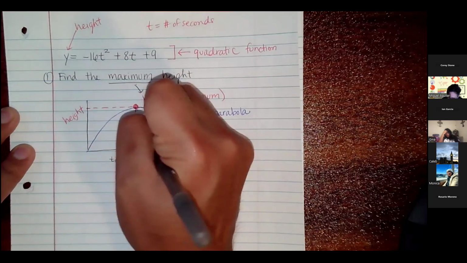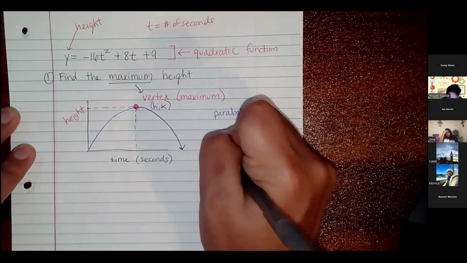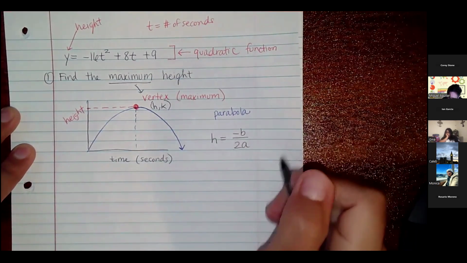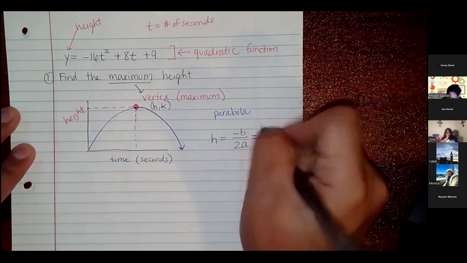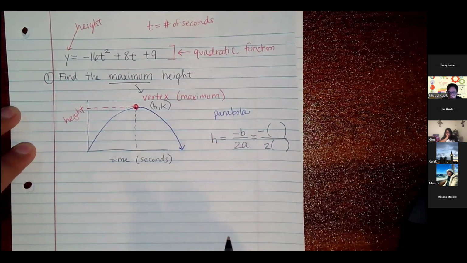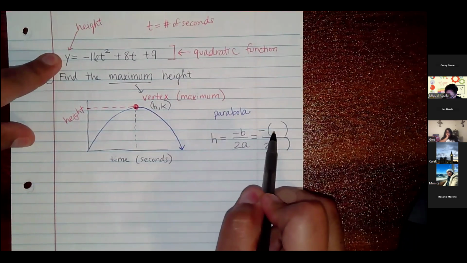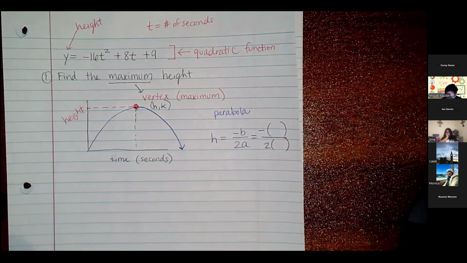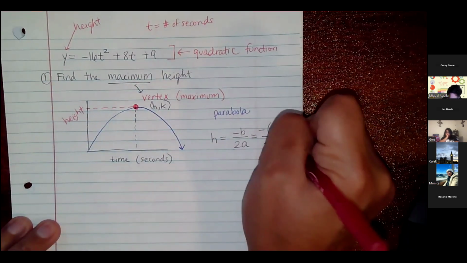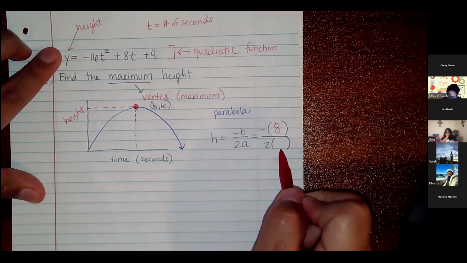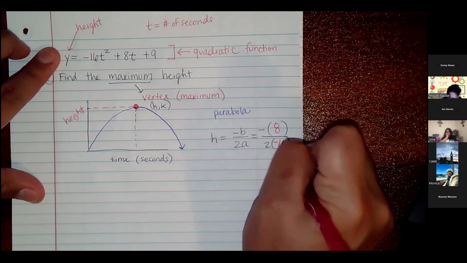Negative b over 2 times a. So we're going to go h is equal to negative b over 2 times a. And so we'll do negative parentheses over 2 times something else. Based on the function that they gave us, what is the value of b? 8. It's going to be 8. And what is the value of a? Negative 16. Yeah, negative 16.